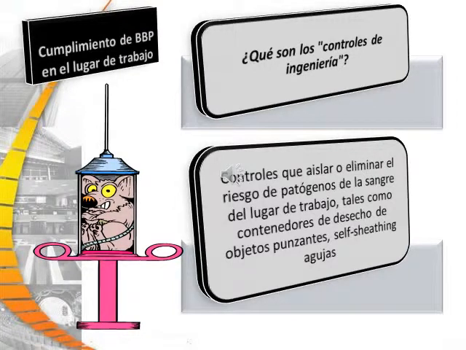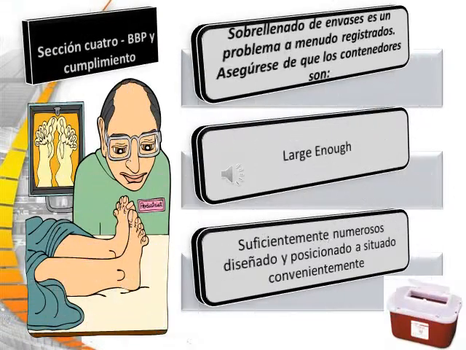Defining engineering controls. These are controls that isolate or remove blood-borne pathogen hazards from the workplace, such as sharps disposal containers or self-sheathing needles. Overfilling containers is an often reported problem. Be sure your containers are large enough, numerous enough, and designed and positioned to see into, as well as being located conveniently.